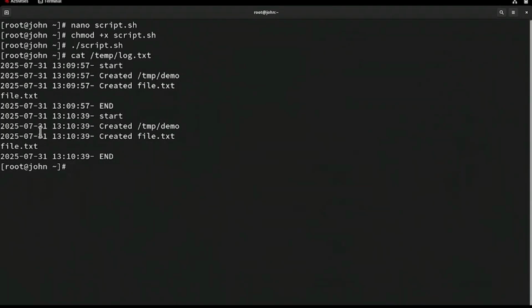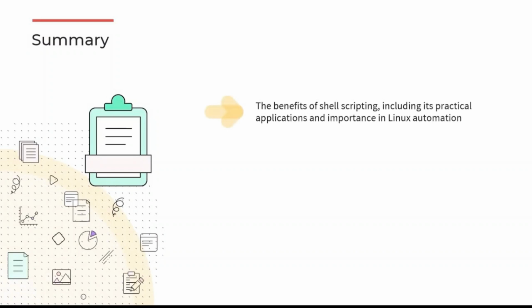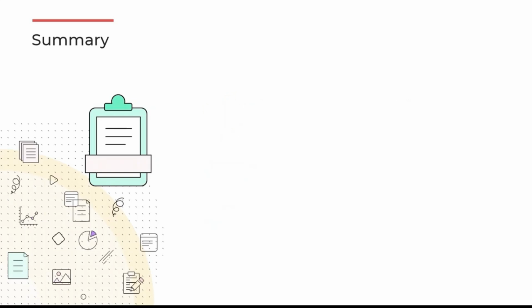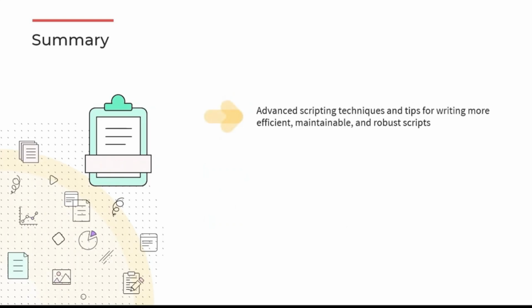And that concludes our demonstration on creating a script that logs output with timestamps in Red Hat Enterprise Linux. We explored the power and benefits of shell scripting, emphasizing its practical applications and importance in Linux automation. We learned how to create basic scripts, work with variables, and use conditional statements to build logic. We then examined effective script testing and debugging. Next, we explored advanced scripting techniques, sharing tips for writing more efficient, maintainable, and robust scripts. Finally, we implemented a log output with timestamps for better tracking.